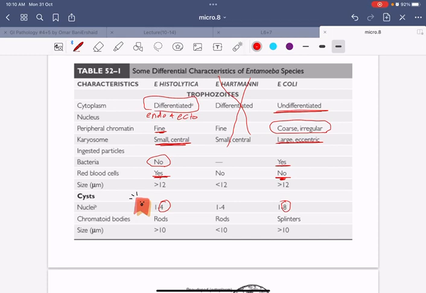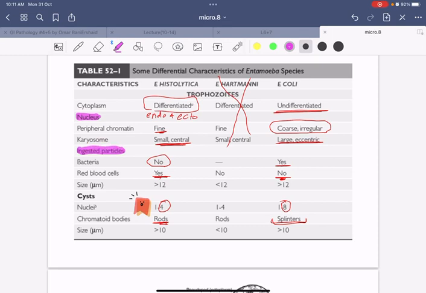Chromatoid bodies. The chromatoid bodies are present as rods, and we will see them in the picture. In histolytica they are like rods, while in coli they are splinters, like fragments. Okay? Splinters. The size, again comparable, although I think the size is larger in coli, but the text has put it at more than 10 micrometers.